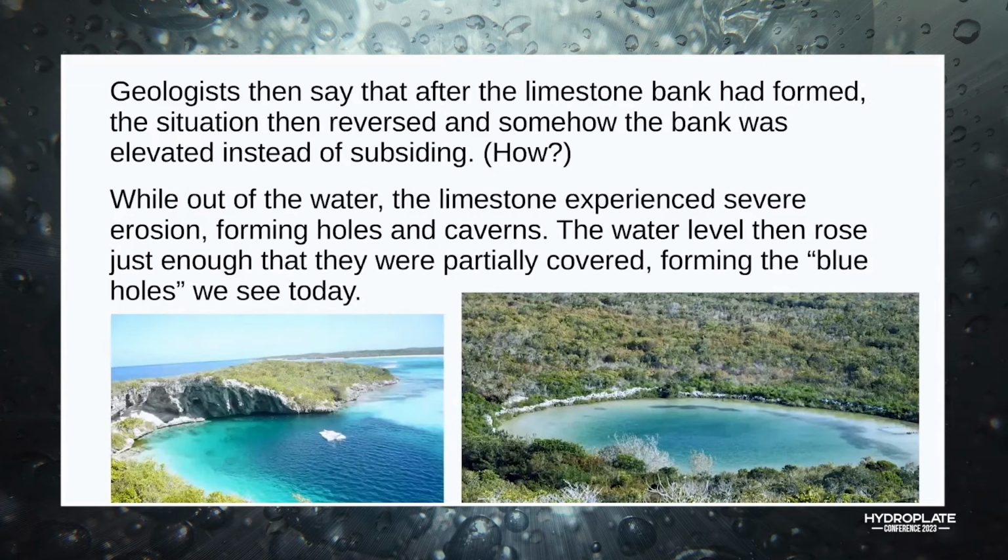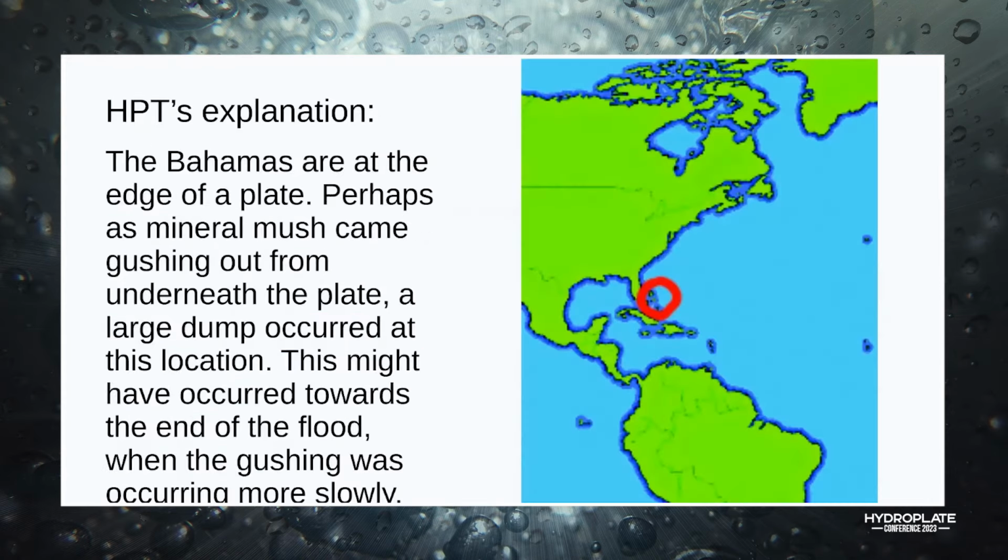So then they say that after the limestone bank had formed, the situation then reversed, and somehow the bank was elevated instead of subsiding, but they never give a reasonable explanation for how this limestone went back up again. And then while out of the water, the limestone experienced this erosion, forming these holes and caverns, and then things sank again and the water level rose just enough that the holes were filled up, forming what we know today as blue holes.